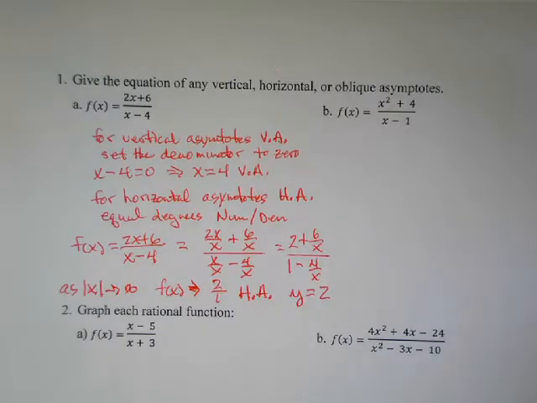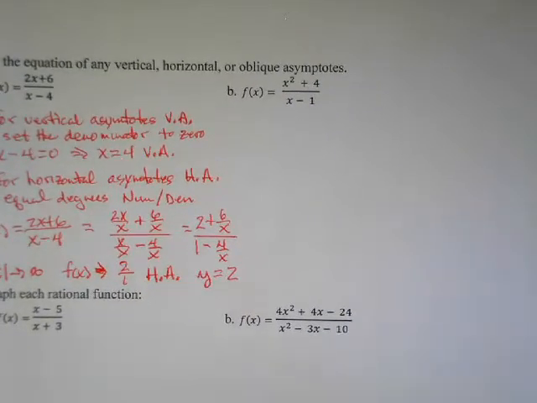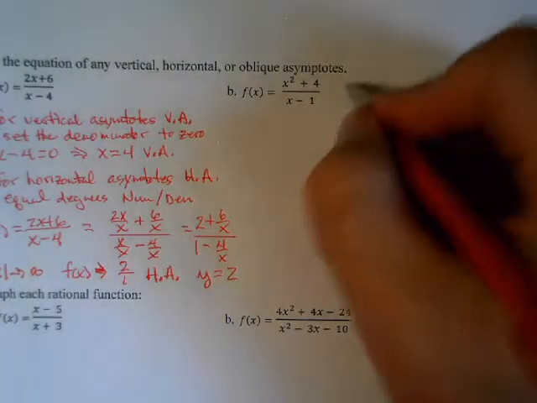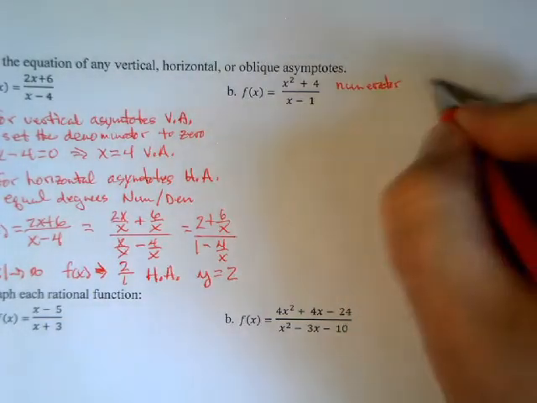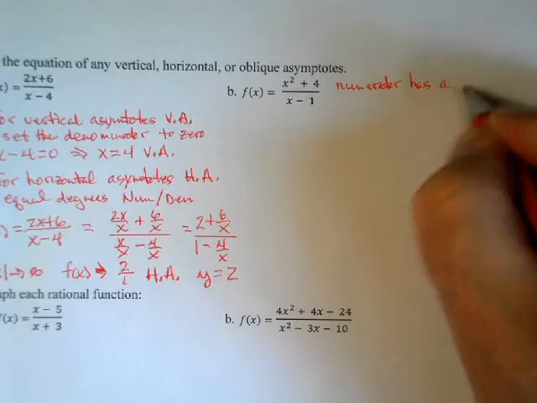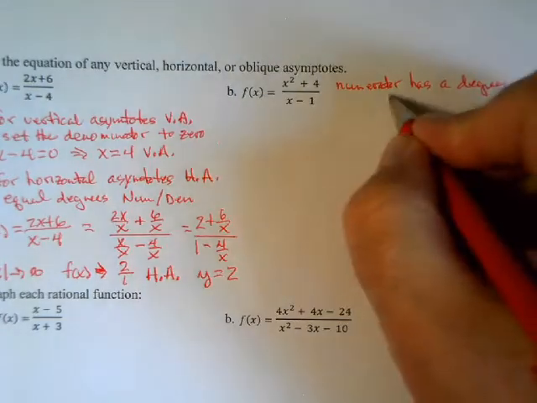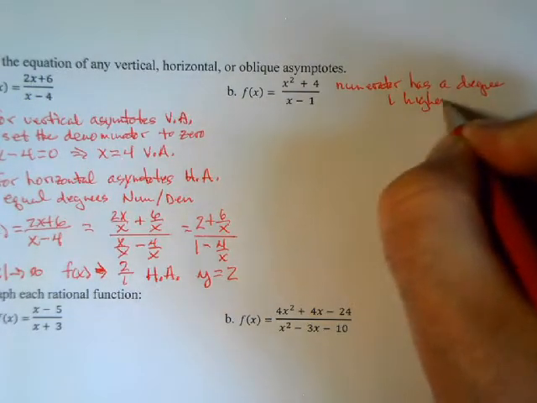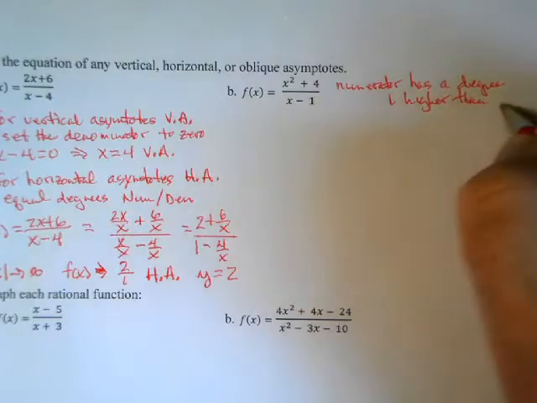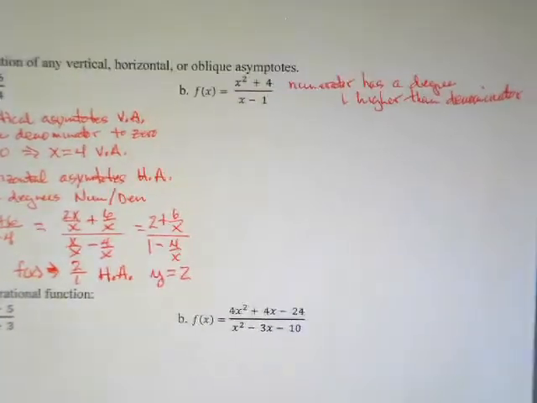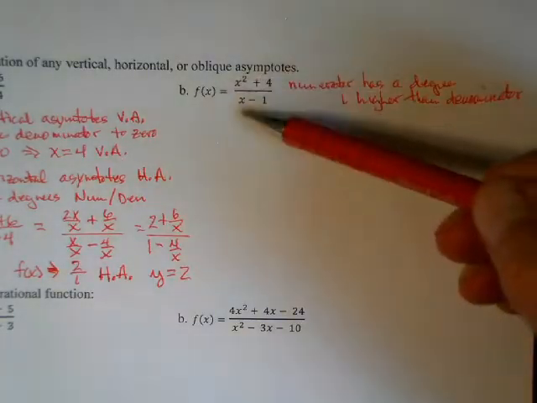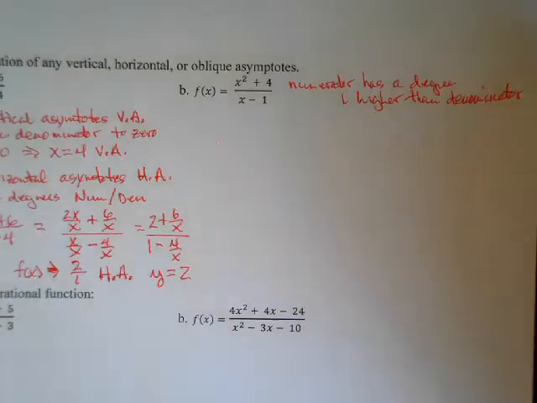All right, in my next example, notice that the numerator has a degree 1 higher than the denominator. Okay, x squared on top, only x on the bottom. So the first thing we're going to do is long division.